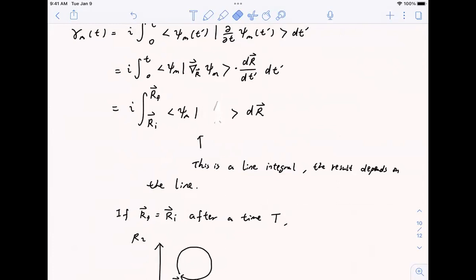Sorry, I forgot to change this into a gradient. Copy. Okay.